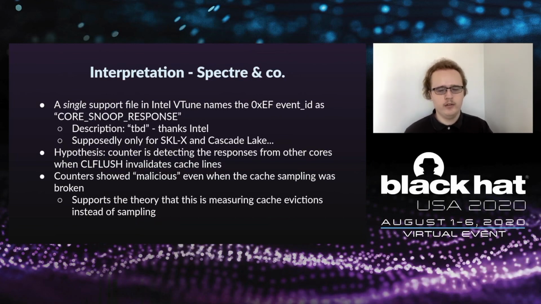Supposedly, though, this is only for Skylake X and Cascade Lake, so much newer microarchitectures than what we're testing on. However, it does make a little bit of sense. The hypothesis currently is that this EF counter is detecting the CL flush somehow. If this is actually core snoop response, it could be from other cores basically acknowledging the CL flush and responding to the core where the CL flush originated.